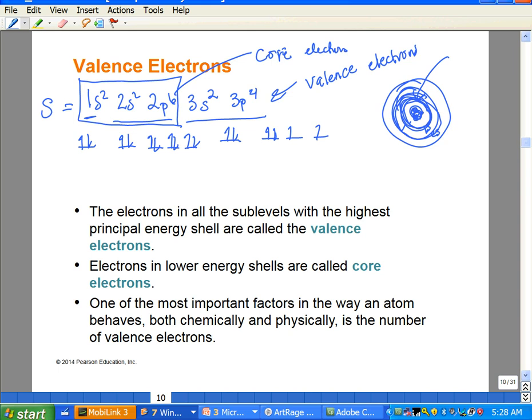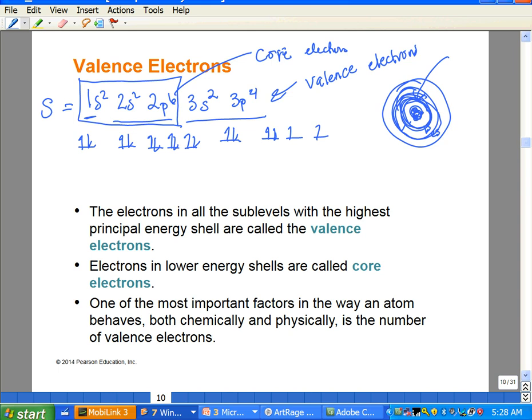But basically, you look for the one that's at maximum capacity. And I'm going to show you how you can find it on the periodic table as well. But this is the basic definition. The energy levels that are filled to max capacity are the core, and the ones on the outer shell, the higher energy levels that are not yet completely filled, are called the valence electrons.